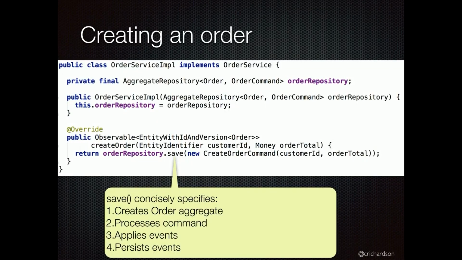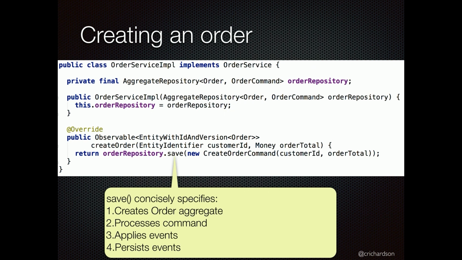Moving up the stack ever so slightly, here's an example of a service. So this is the order service, and it has a create order method that creates an order for a given customer, and I'm just passing in the order total. I'm not worrying about line items in this example. And it just creates a new order in the event store.